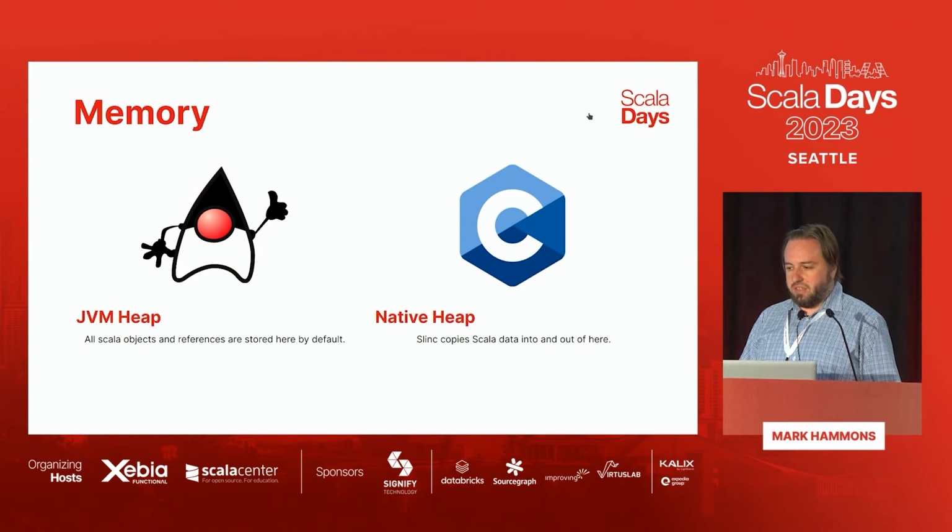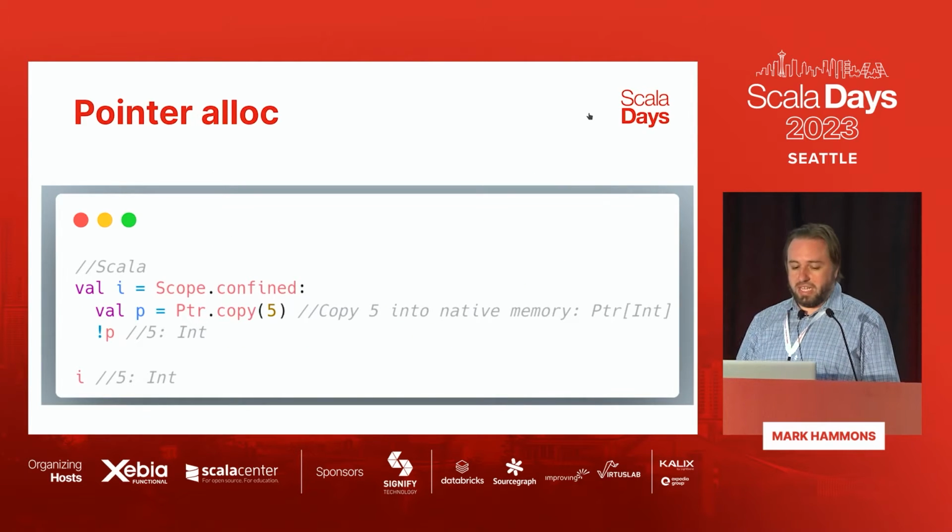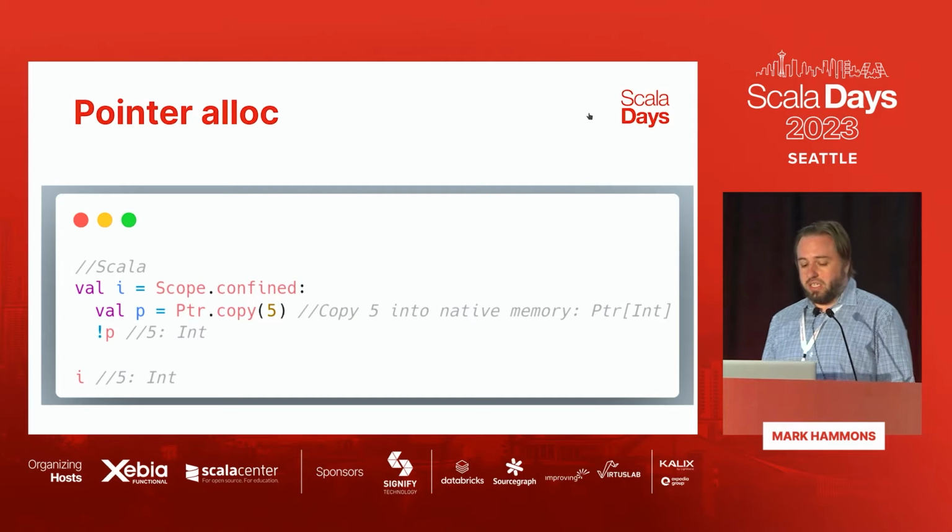That is data allocated outside of the JVM heap, where C can access it. And when you're dealing with Slinc, you're copying data out of the JVM heap into the native heap, or out of the native heap into the JVM heap. So we can look at how we can do that specifically.